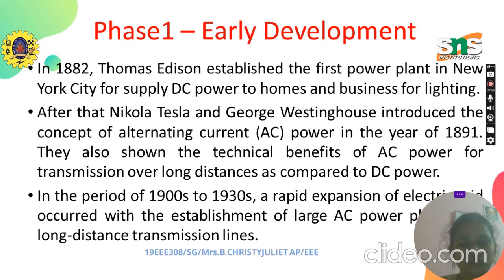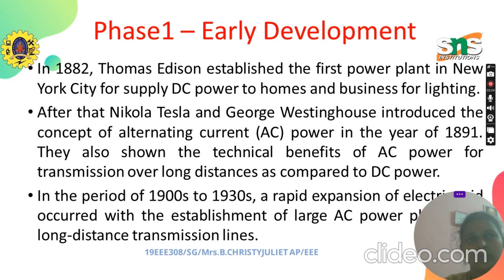After that, Nikola Tesla and George Westinghouse introduced the concept of alternating power in the year 1891. That marked a drastic change in the electrical domain. They also showed the technical benefits of AC power for transmission over long distances as compared to DC power.